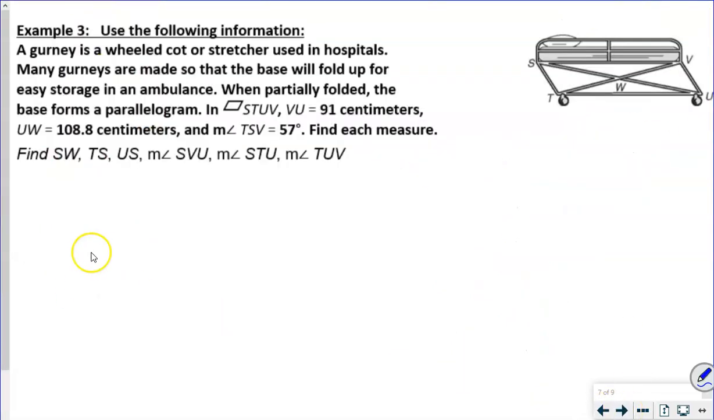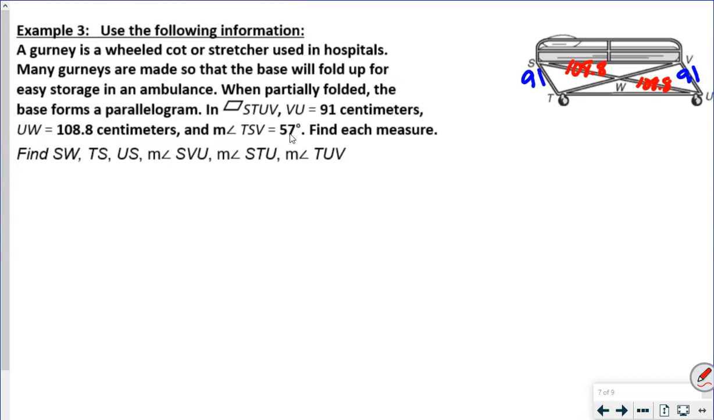Okay? All right, this next one says, use the following information. A gurney is a wheeled cot or stretcher used in hospitals. Many gurneys are made so that the base will fold up for easy storage in an ambulance. When partially folded, the base forms a parallelogram. In parallelogram STUV, VU, that's over here, is 91. And doesn't that mean ST is 91, y'all? Because they're opposite sides. Then it says UW is this right here, and it says it's 108.8, which means this right here is 108.8, right?